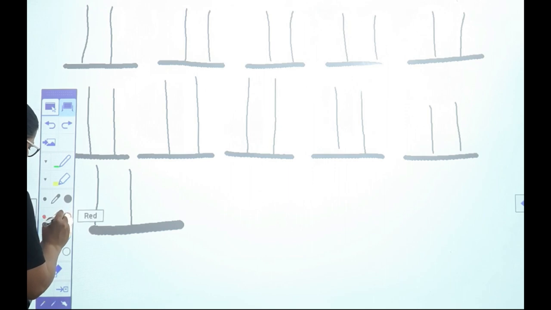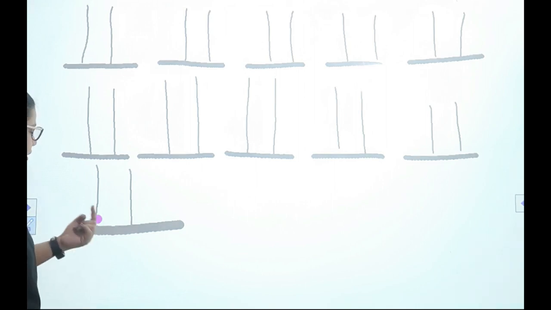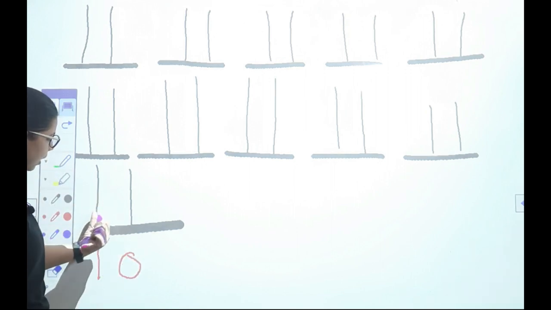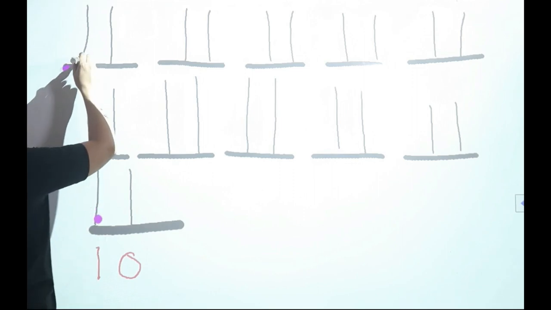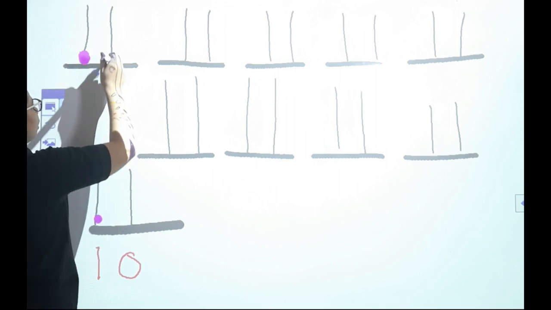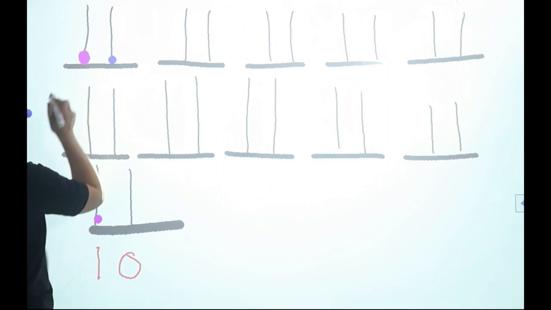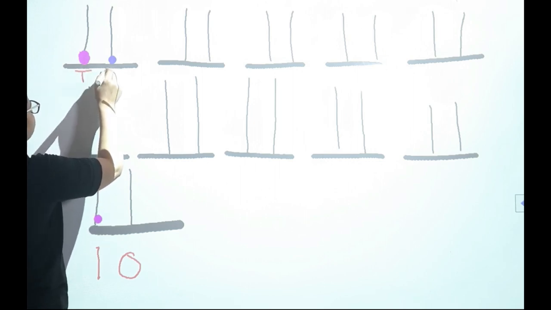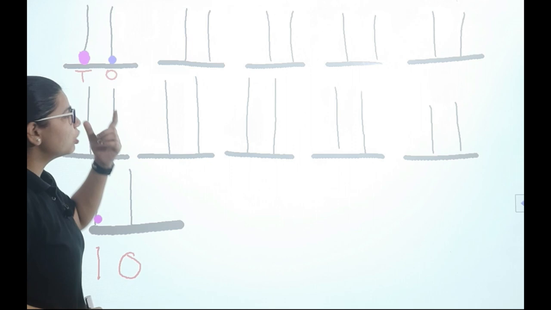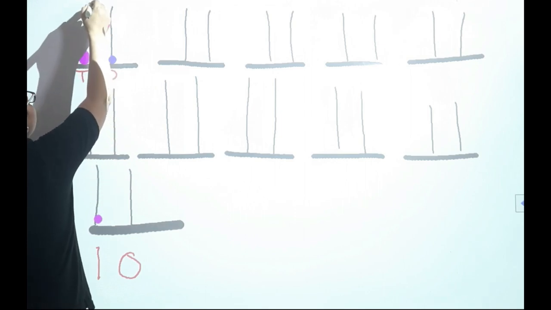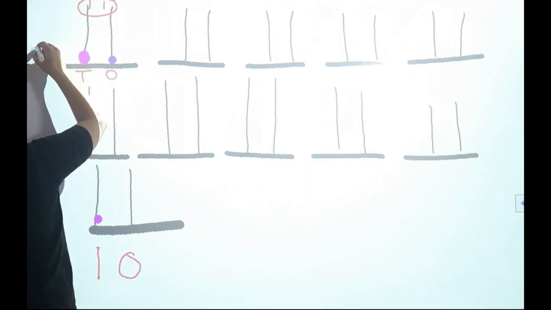Okay, one more. Let's suppose if it is this, what is it? It is 1 and 0, that means it's 10. 1 and 0, it's 10. Okay, so if we have 1 here, 1 here, and 1 here, what will it be, kids? Tell me fast, ma'am is waiting. This is 10's rod, this is 1's rod. What number is it showing? It is showing 11.